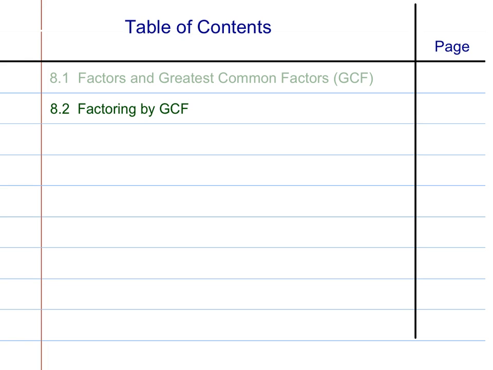Now that we know what the greatest common factor is from 8.1, we can move on to 8.2 and start factoring using the greatest common factor. So there's your date, and we'll get started.